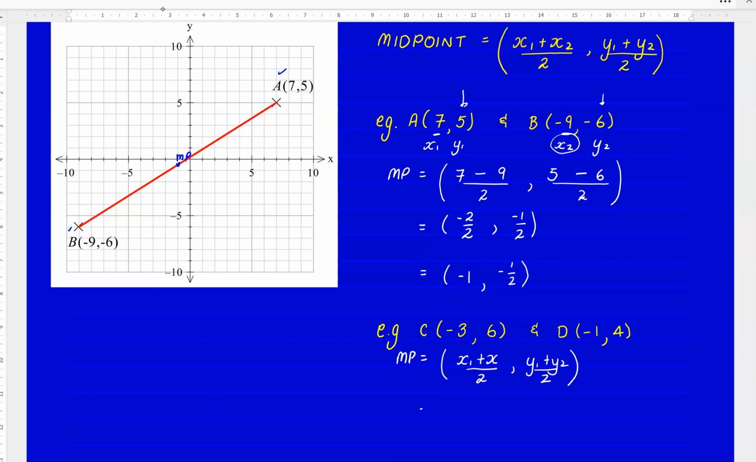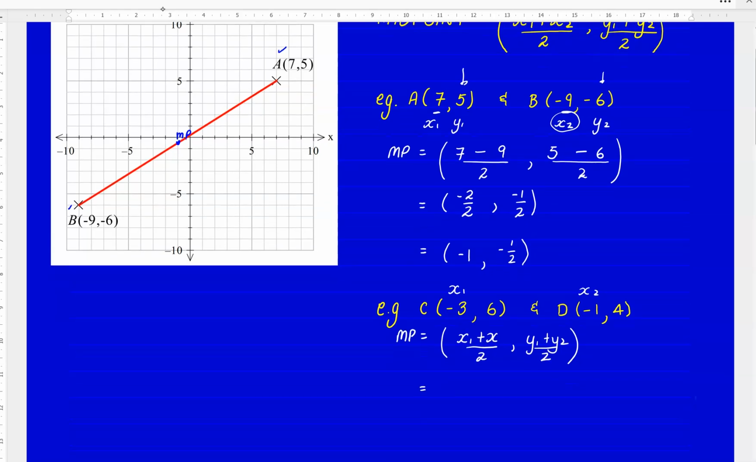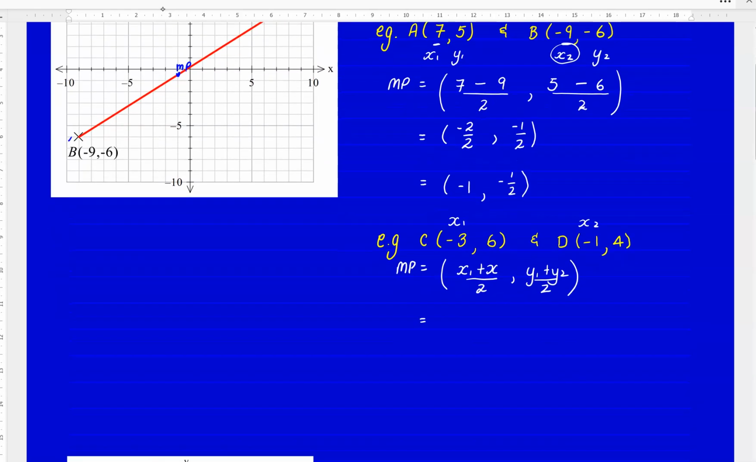The hardest bit is which one's your x, which one's your y, and by now this shouldn't be a problem for us. So here's x1, here's x2. If you put them the other way around, that's okay. You get the same answer. So we're going to say minus 3 plus minus 1, so that just becomes minus 1. And we have to divide that by 2. Why? Because the formula tells us to.